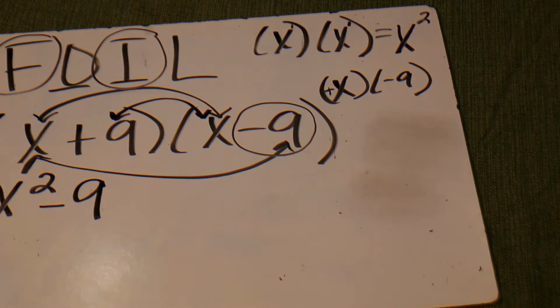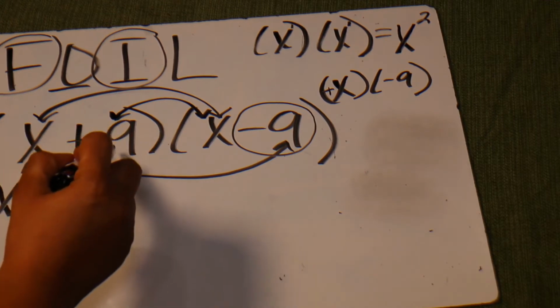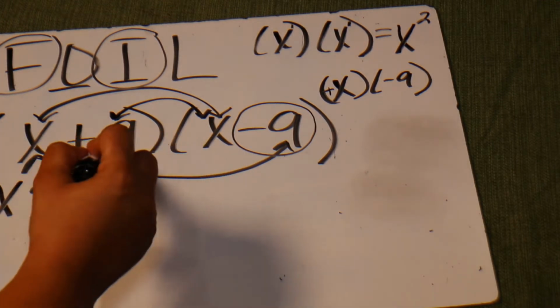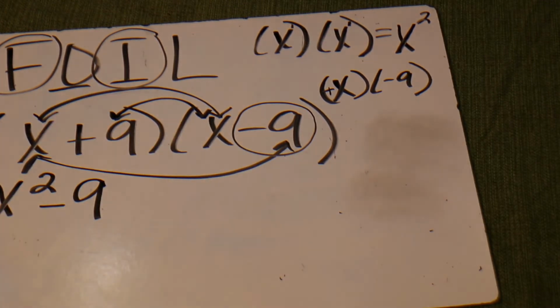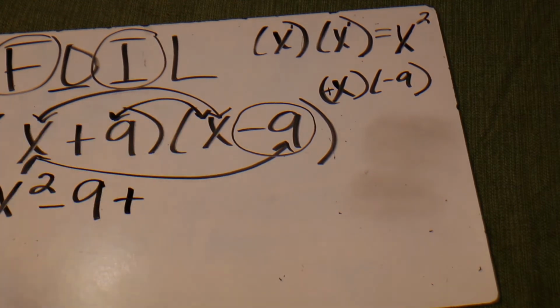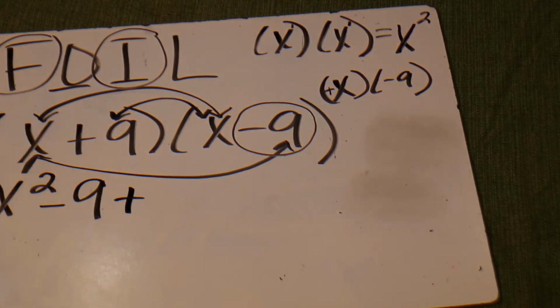And now we're going to multiply the two inner terms of the binomials, which is positive 9 and x. So we have 9 times x. And whenever you are multiplying a number and a variable, you just put it together. So it makes it easy.